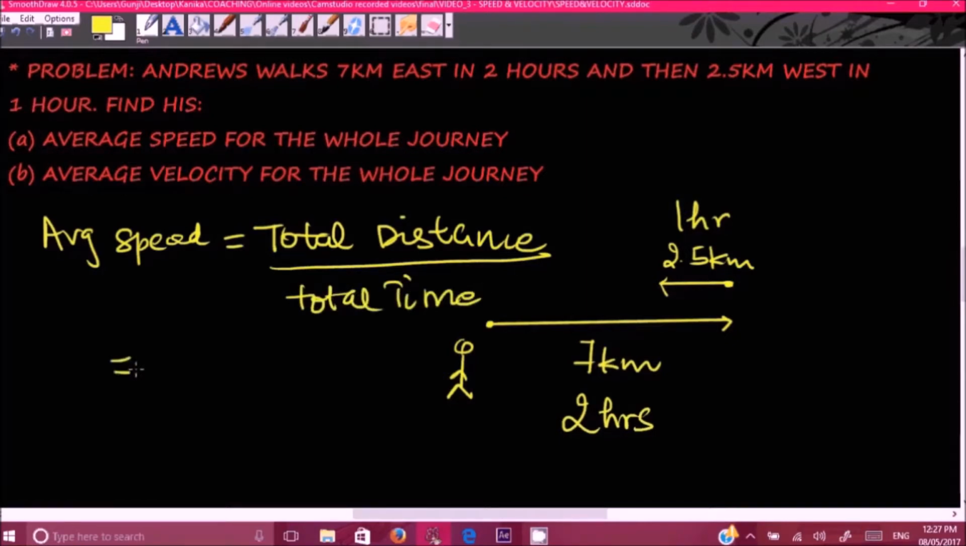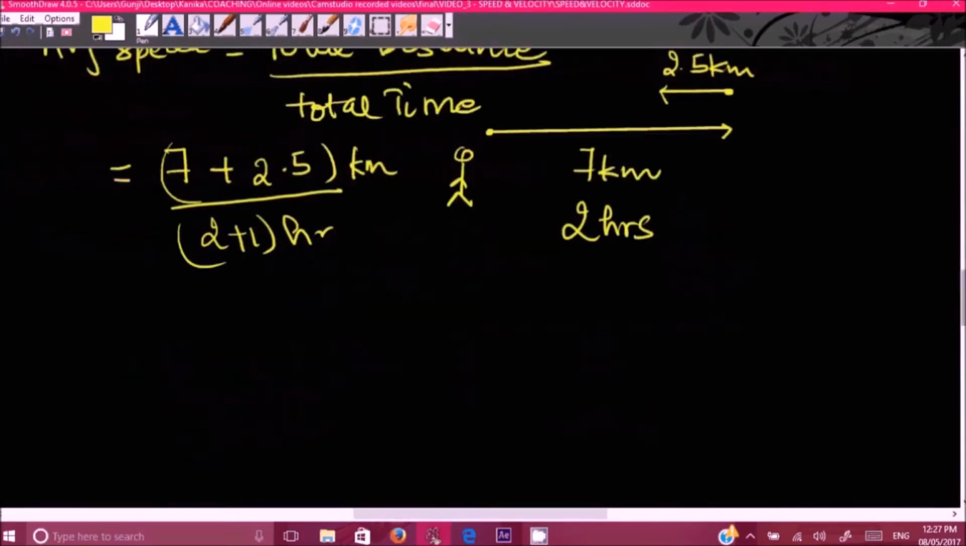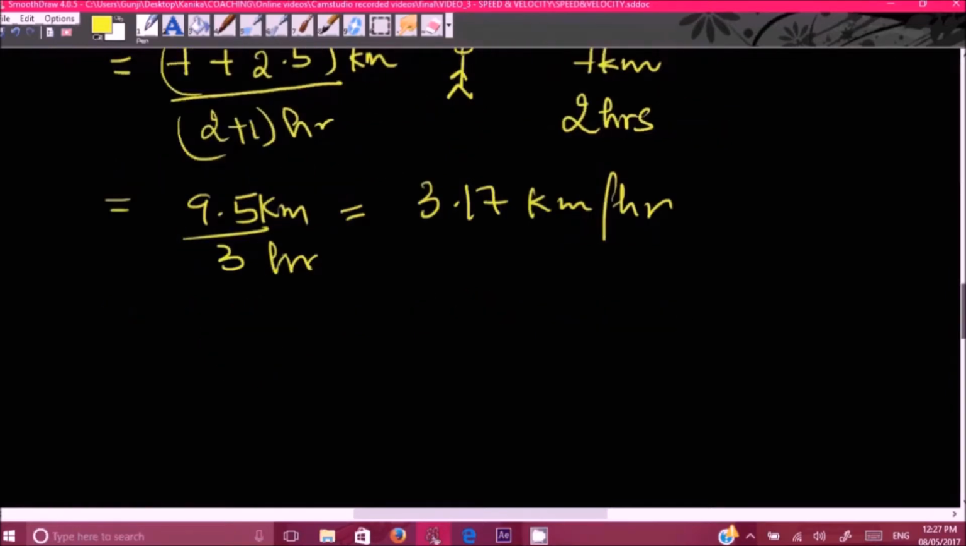The total distance traveled by him is 7 kilometers plus 2.5 kilometers and the total time is 2 hours plus 1 hour. So it's 9.5 by 3, which is 3.17 kilometers per hour. What about the average velocity?